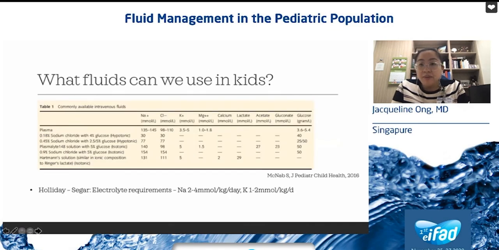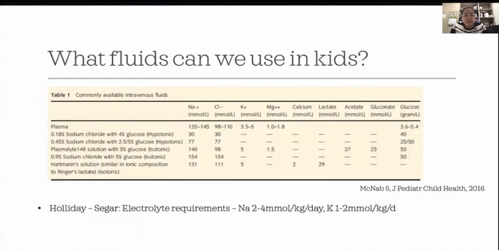Now, what kind of fluids can we use in children? Again, this is taken from a really nice review by Sarah McNab just 4 years ago. You will see that, at least from the original Holliday-Segar paper, they estimated that the electrolyte requirements for a child for sodium will be 2 to 4 millimoles per kilo per day, and potassium 1 to 2 millimoles per kilo per day. Because of these sodium requirements, the children generally needed about 2 to 4.